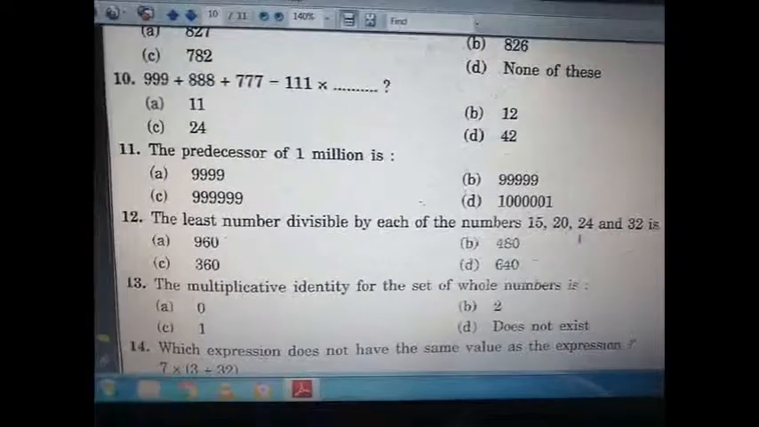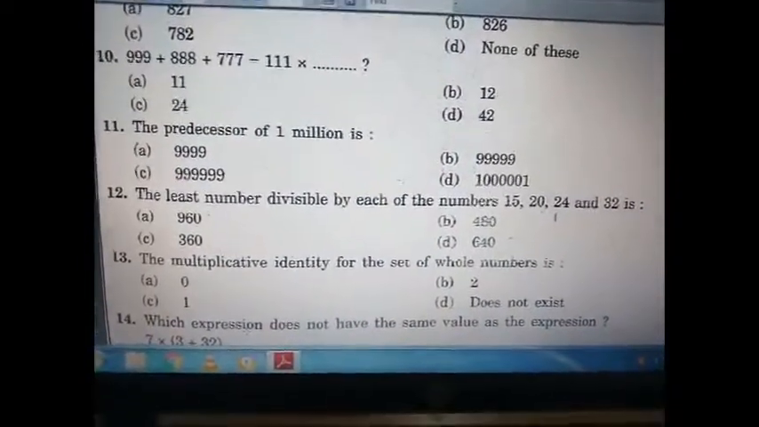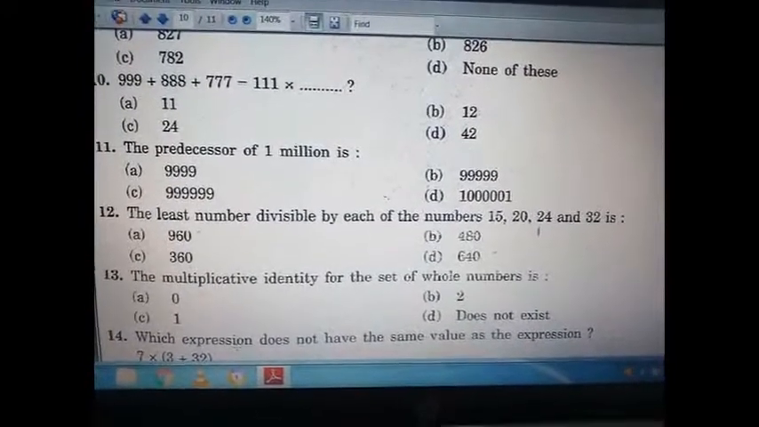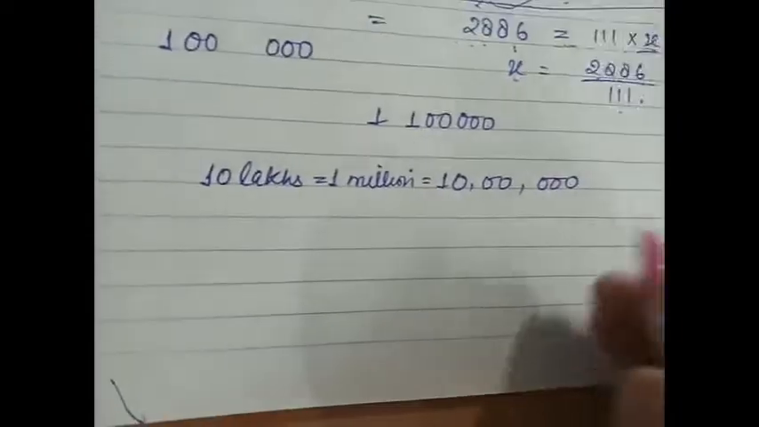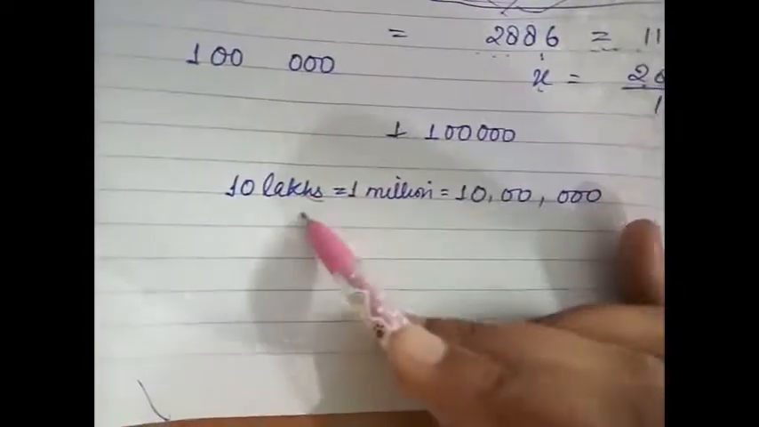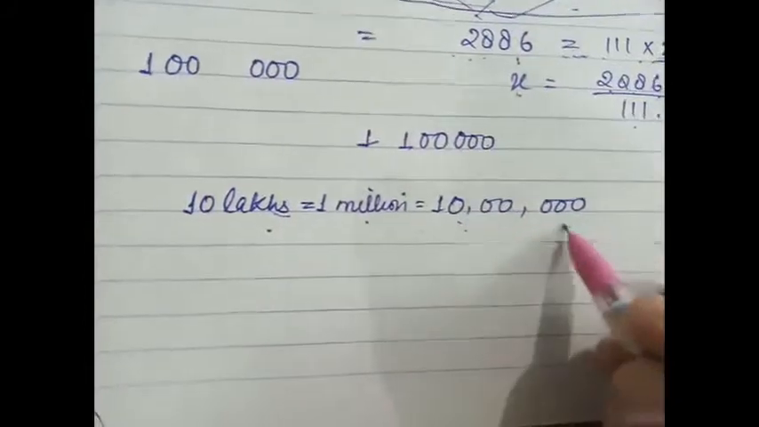Okay, now question number 11, the predecessor of 1 million is. So first of all you will write the value of 1 million. Here you can see that 10 lakhs will be 1 million and its value will be 10 lakhs.